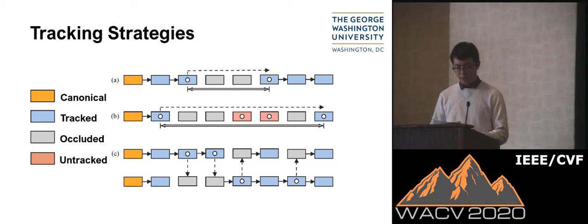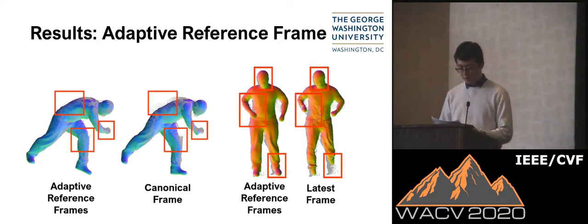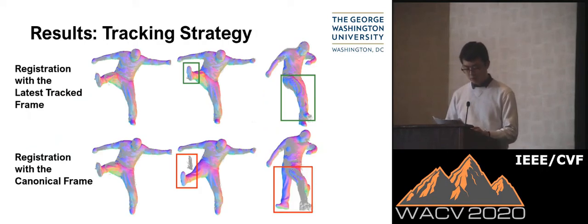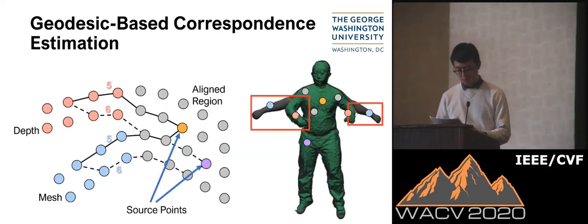For multiple view setup, we choose the relative transformation from the latest tracked frame among all camera views as the reference for occluded nodes. As can be seen, our adaptive tracking strategy can solve large deformation, avoid error accumulation, and reduce tracking failure in the occluded regions. Results show that our method has better registration accuracy for large deformation scenarios.